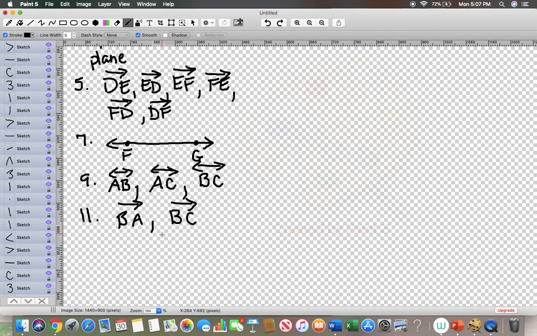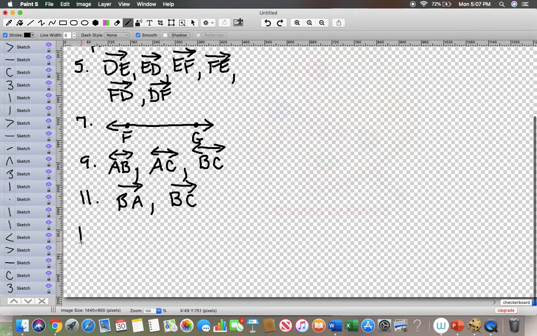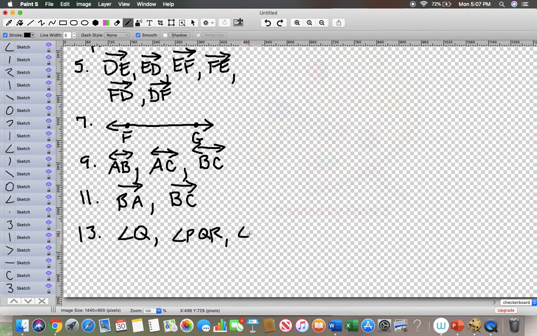Number 13 says use the figure at the right, name the angle in 3 different ways. Name this angle in 3 different ways. Well, we know that an angle can be named with just one capital letter, angle Q. Or we can name this angle PQR, or angle RQP. Those are 3 different ways to name this angle.